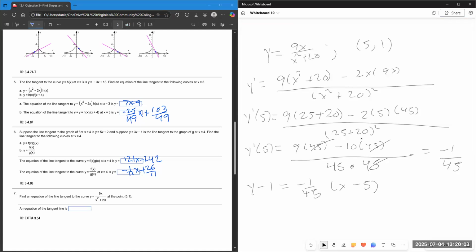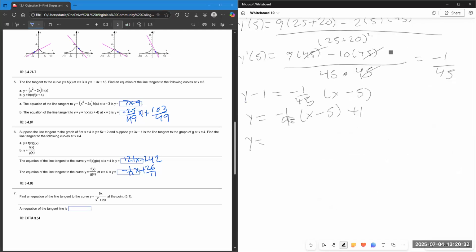This is the way that the answer is given. For some reason in my math lab, I don't like that. So I'm going to simplify all the way down. Y equals -1 over 45x plus 5 over 45, which is 1/9, plus 9 over 9. Y equals -1 over 45x plus 10 over 9.